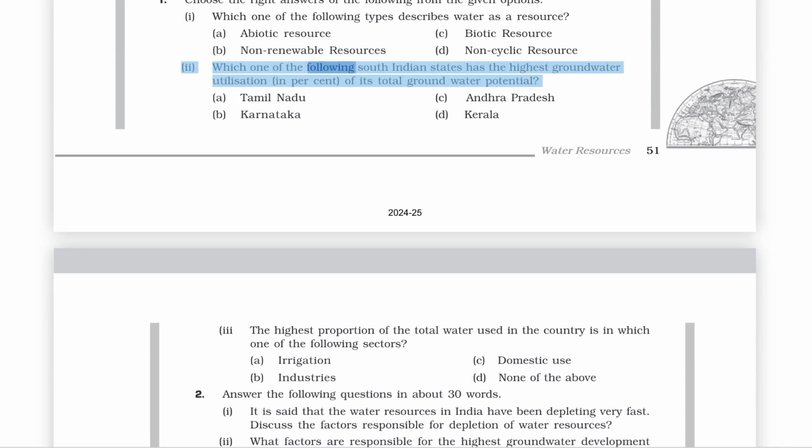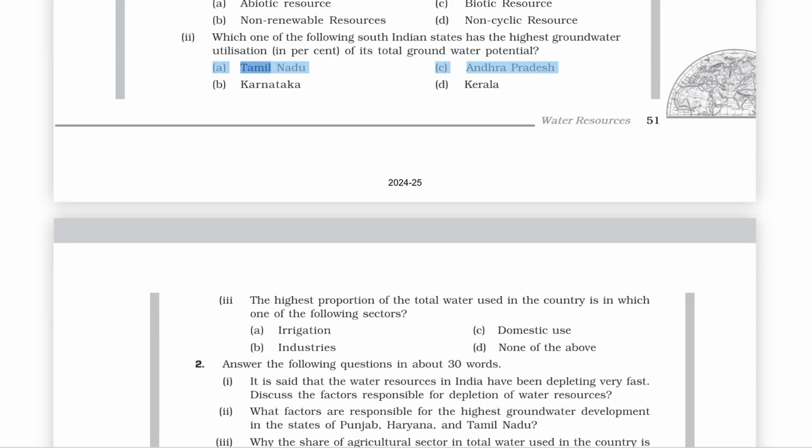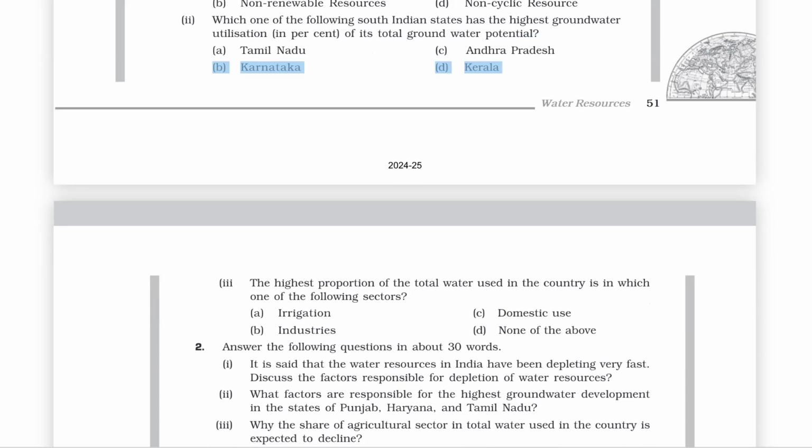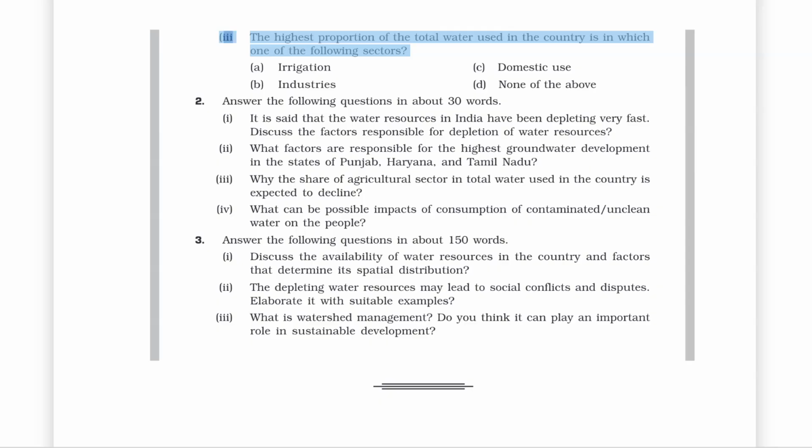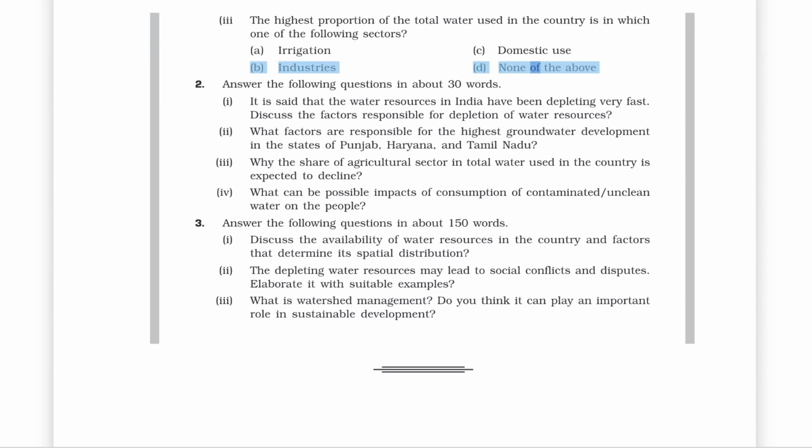2. Which one of the following South Indian states has the highest groundwater utilization in percent of its total groundwater potential? A. Tamil Nadu. C. Andhra Pradesh. B. Karnataka. D. Kerala. 3. The highest proportion of the total water used in the country is in which one of the following sectors? A. Irrigation. C. Domestic use. B. Industries. D. None of the above.